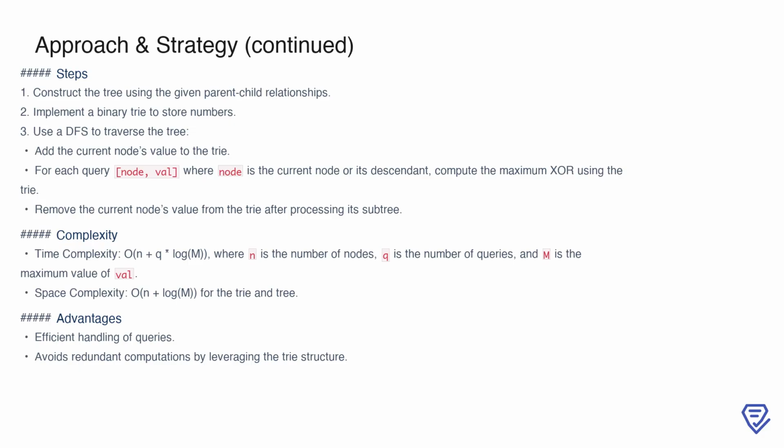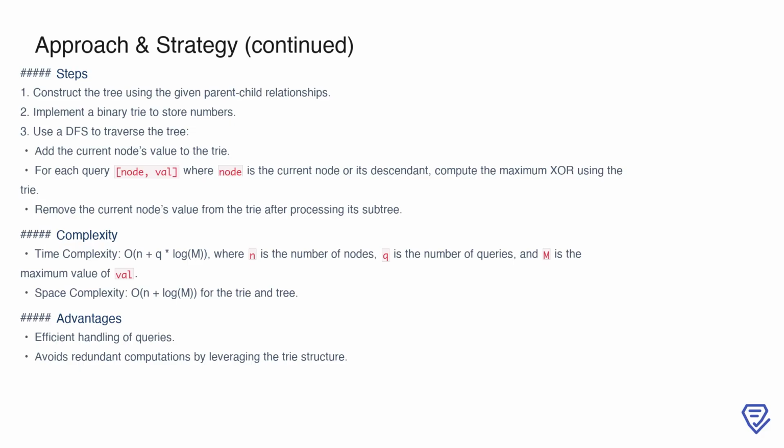As we visit each node, we add its value to the tree. For any queries associated with that node or its descendants, we compute the maximum XOR using the tree. After processing all queries for the current node, we remove its value from the tree before moving to its subtree. This ensures that the tree only contains values relevant to the current path in the tree.